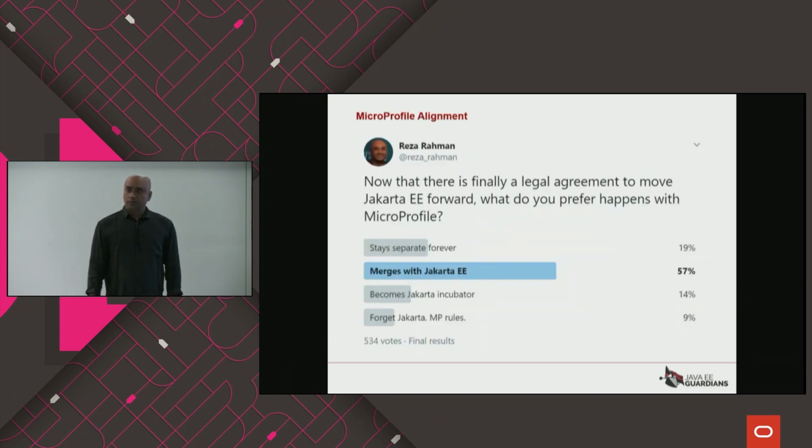What do you want to do with MicroProfile? Merge it. Merge it with Jakarta. You want to have one thing, not two different things.